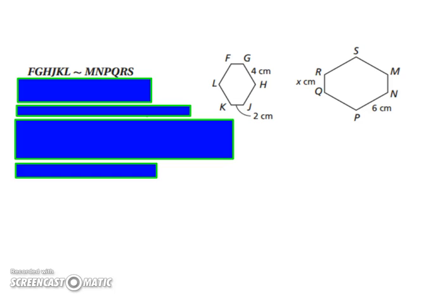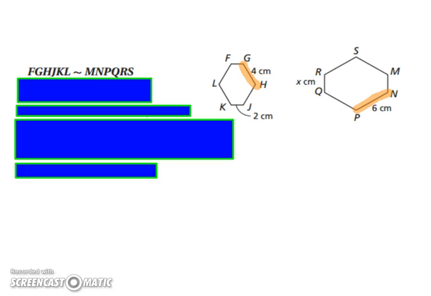Let's try one that's a little more challenging. We have one figure where FGHJKL is similar to MNPQRS. So we have 2 hexagons that are similar to each other. Let's look at the numbers that we have. GH is the second and the third one, so the second and the third one are NP. So NP corresponds with GH.